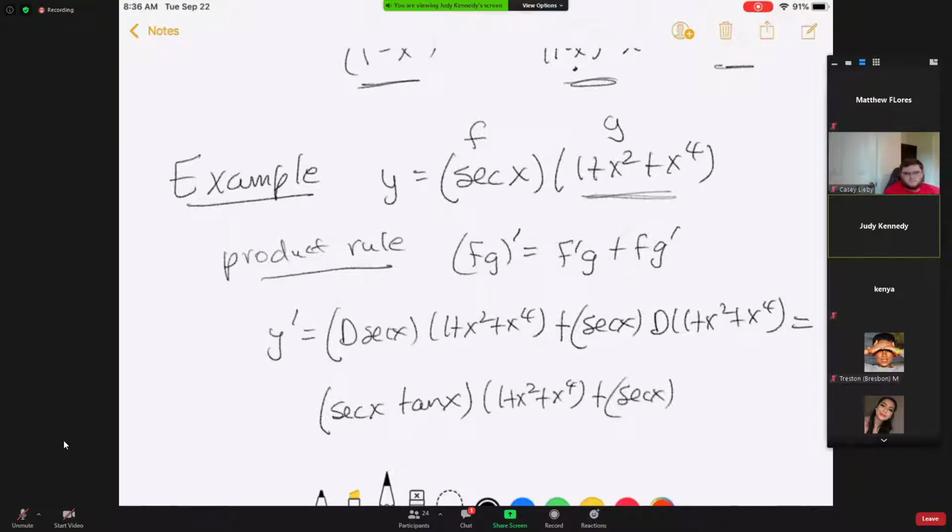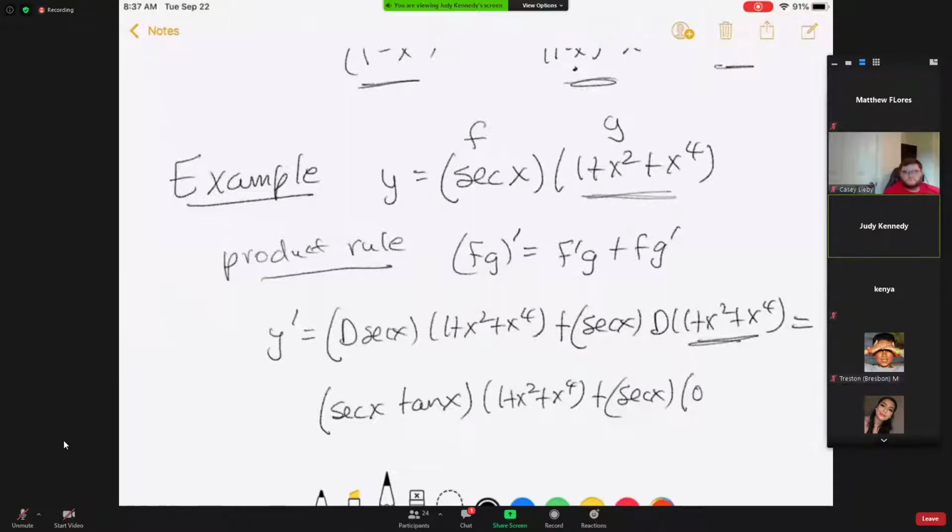Then secant x unchanged, times the derivative of the polynomial. Well, the derivative, I've got the sum of functions over here: 1 plus x squared plus x to the fourth. It's the sum of the constant function 1, the function x squared, and the function x to the fourth. The derivative of a sum of functions is the sum of the derivatives.